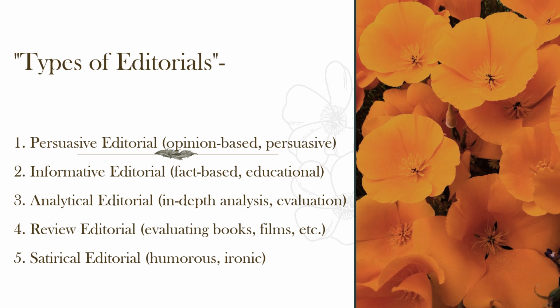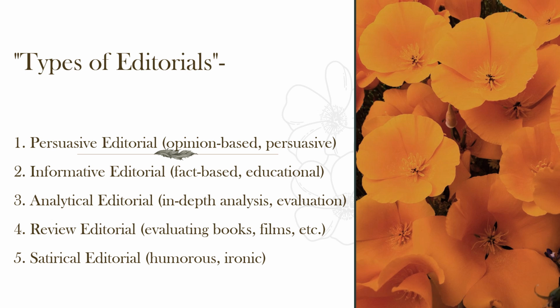Many types of editorials are there. Let's see which are the types of editorials. The first one is persuasive editorial. Persuasive editorial is opinion based and it is persuasive. It is persuading the readers to follow the opinion of the writer or the editor. The second type of editorial is informative editorial. It will be fact-based or educational. It gives information to the readers.